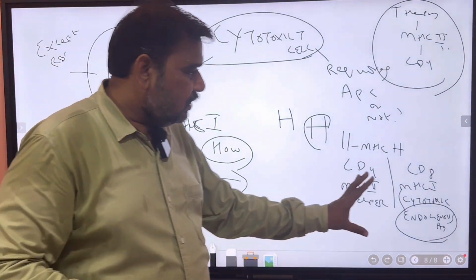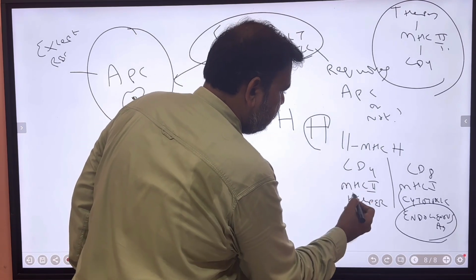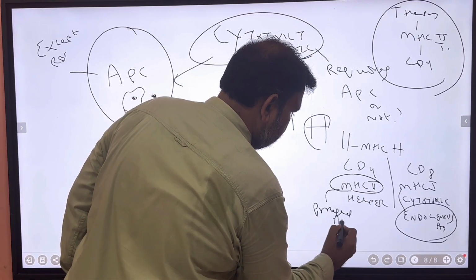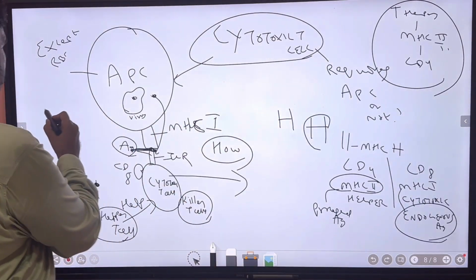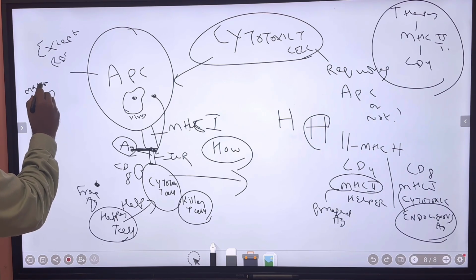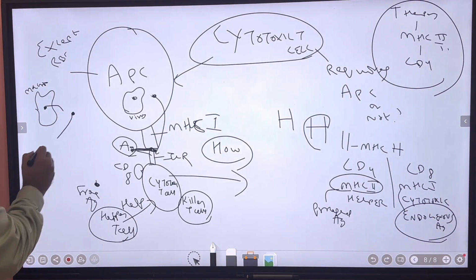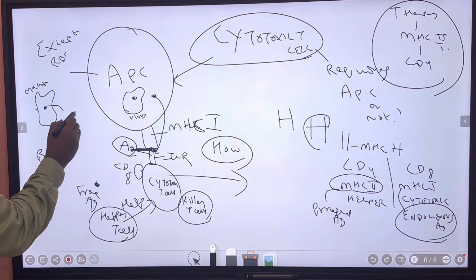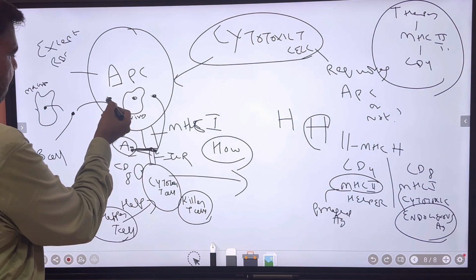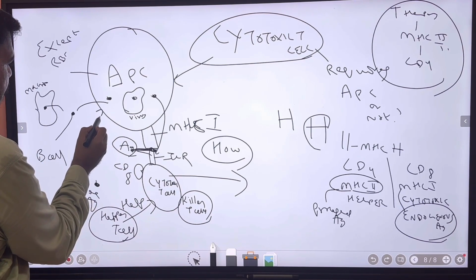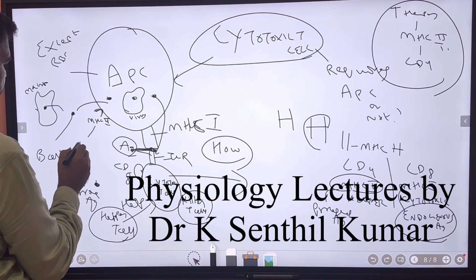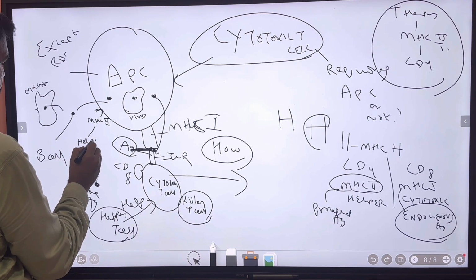What I want to mean is that usually MHC2 will contain processed antigen coming inside. Like for example here the antigen is there, this is macrophage, this antigen is thrown out. So either this can be taken by B cell or this antigen will enter into the antigen presenting cell, and this antigen is usually presented with MHC2 and given to helper T cell.